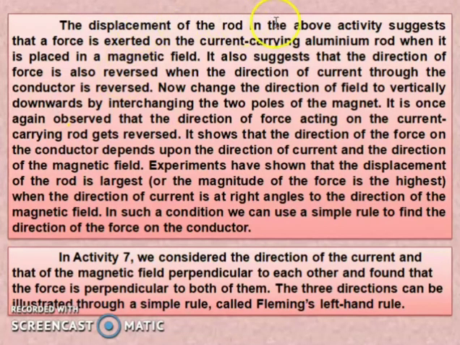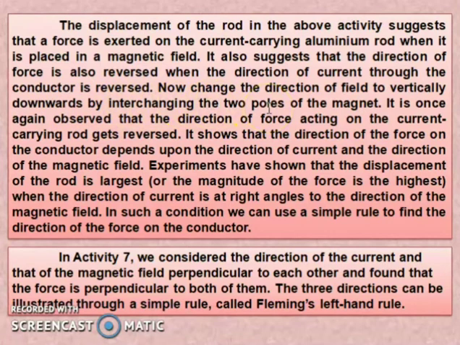The displacement of the rod in the above activity suggests that a force is exerted on the current carrying aluminium rod when it is placed in the magnetic field. So we are keeping the aluminium rod between the magnets, and a force is exerted. It also suggests that the direction of the force is reversed when the direction of the current through the conductor is reversed.